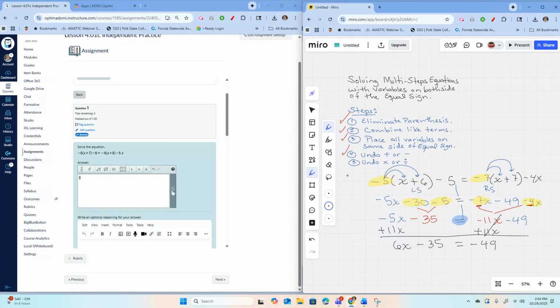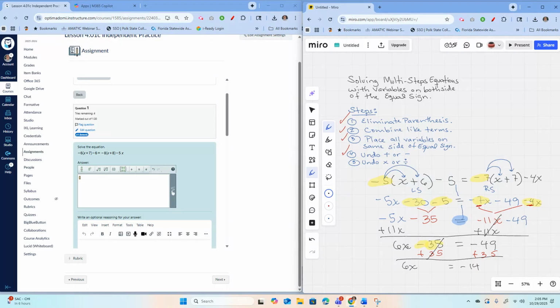And that's how you do step number three. Step number four, undo any addition or subtraction. This 35 is subtracting. What's the opposite of subtracting 35? That would be adding 35. Whatever you do on one side, you do on the opposite side. And look what we're going to have now. Here we go, my long line again. Drop the 6x. -35 plus 35, that's 0, that crosses out. Equal, -49 plus 35, when you do the math, that's going to give you -14.